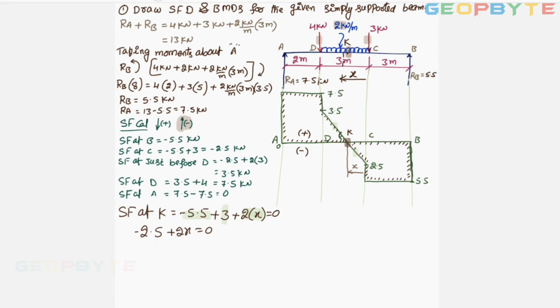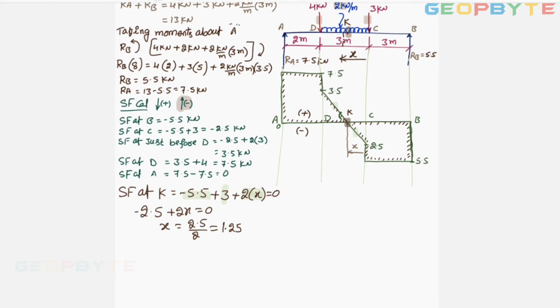Let me write directly. From this, x equal to 2.5 by 2, which gives 1.25. At that distance the bending moment is maximum. That means maximum bending moment is occurring at a distance of 1.25 meters from C.